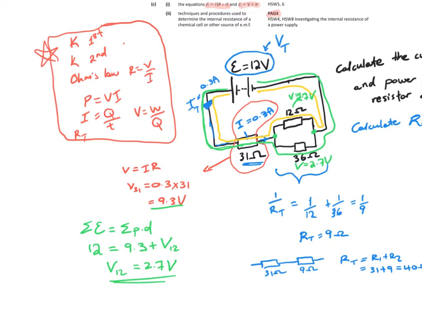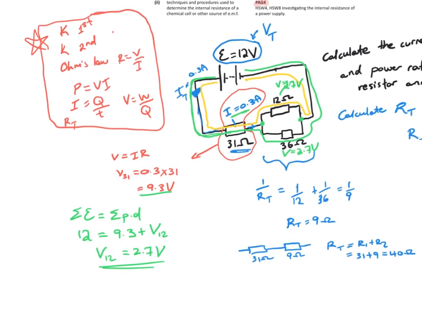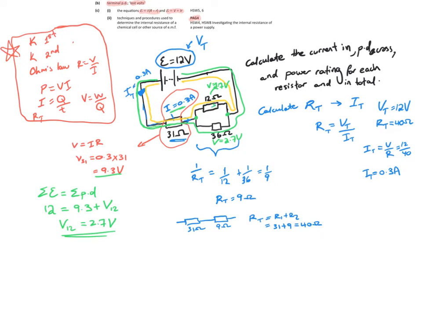I've calculated the total current in the circuit, and I've calculated the current going through, which is the same as the total current going through the circuit. Now I need to calculate the current going through the 12 ohm resistor and the 36 ohm resistor. Since they both have the same potential difference, I know that this resistor and this resistor have the same potential difference across each one of them. So they get the same amount of energy per unit charge.